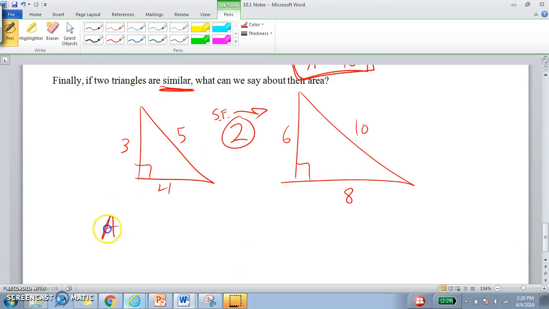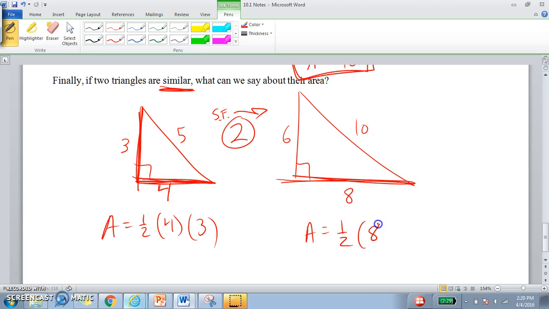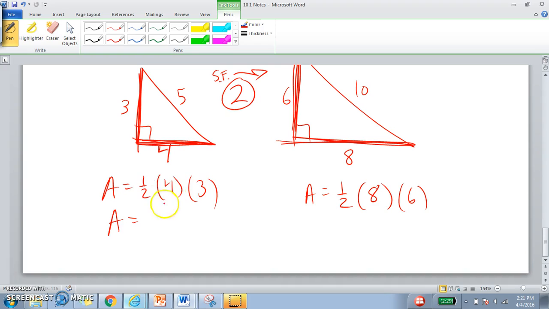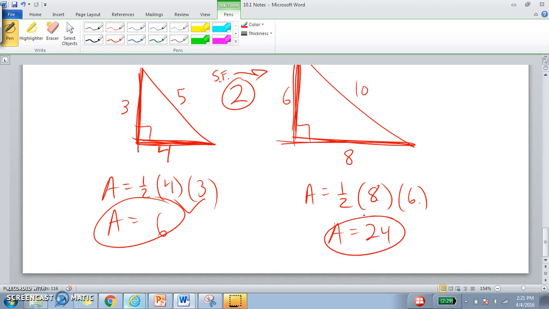So let's calculate the area of both of these triangles. 1/2 times the base times the height. Well, luckily we got a right angle here. This is our base, 4. This is our height, 3. Same thing over here. Our base is 8. Our height is 6. So 1/2 times 4 times 3. 4 times 3 is 12. Half of that is 6. 8 times 6 is 48. Half of that is 24.